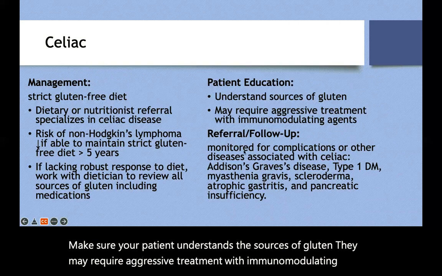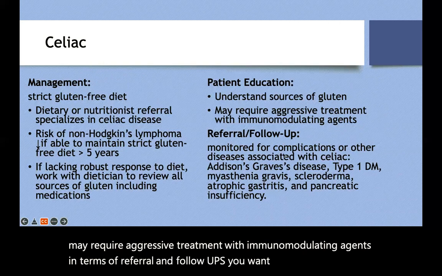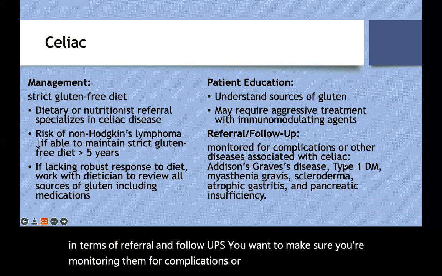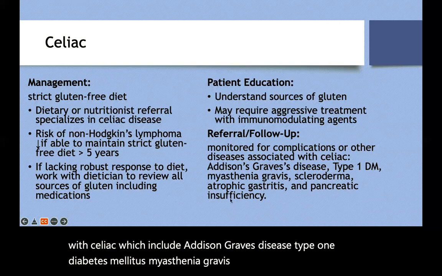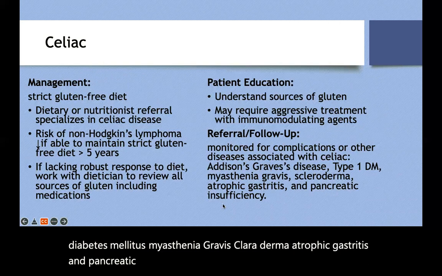In terms of referral and follow-ups, you want to make sure you're monitoring them for complications or other diseases associated with celiac, which include Addison's, Graves' disease, type 1 diabetes mellitus, myasthenia gravis, scleroderma, atrophic gastritis, and pancreatic insufficiency.